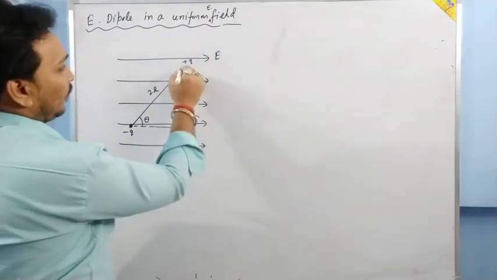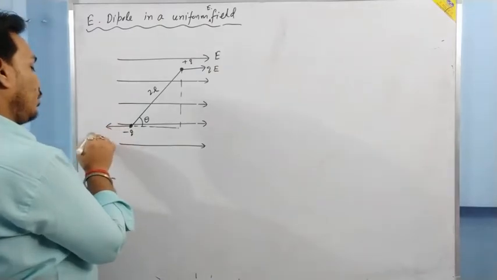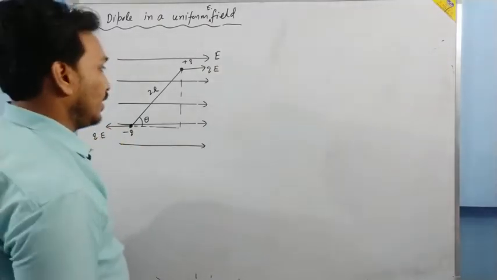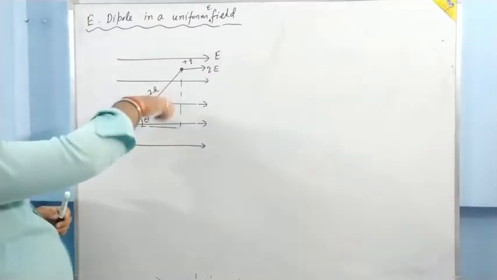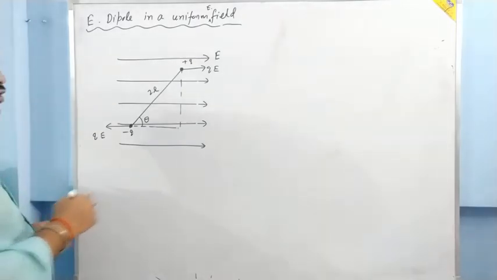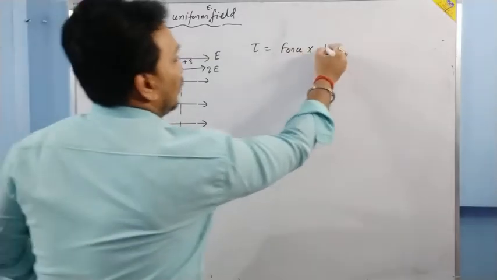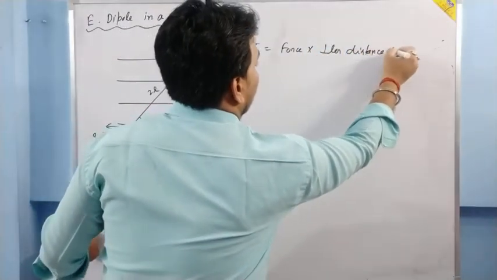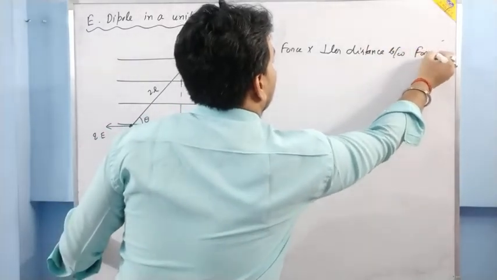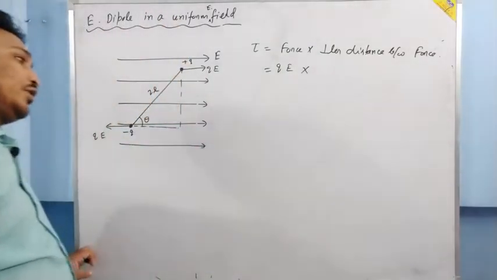Plus Q charge will experience a force in this direction. Minus Q charge will experience a force in this direction, because negative charges are pulled opposite to the electric field. These two forces will produce a torque, and for torque we have a formula: force multiplied by the perpendicular distance between the forces. The value of force is QE. And what is the perpendicular distance?